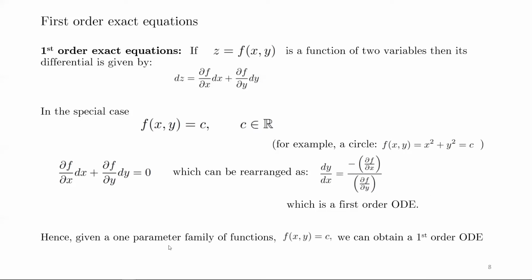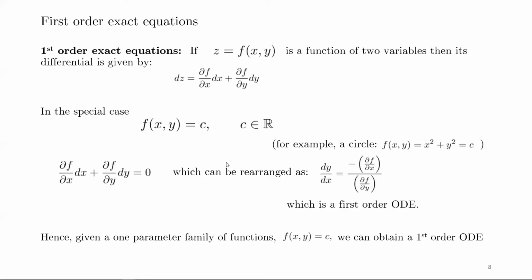So given a one parameter family of functions, f of x, y equals c, for example a circle, x squared plus y squared equals some constant, in the very specific case when this function is equal to a constant, we can always obtain this first order ODE.